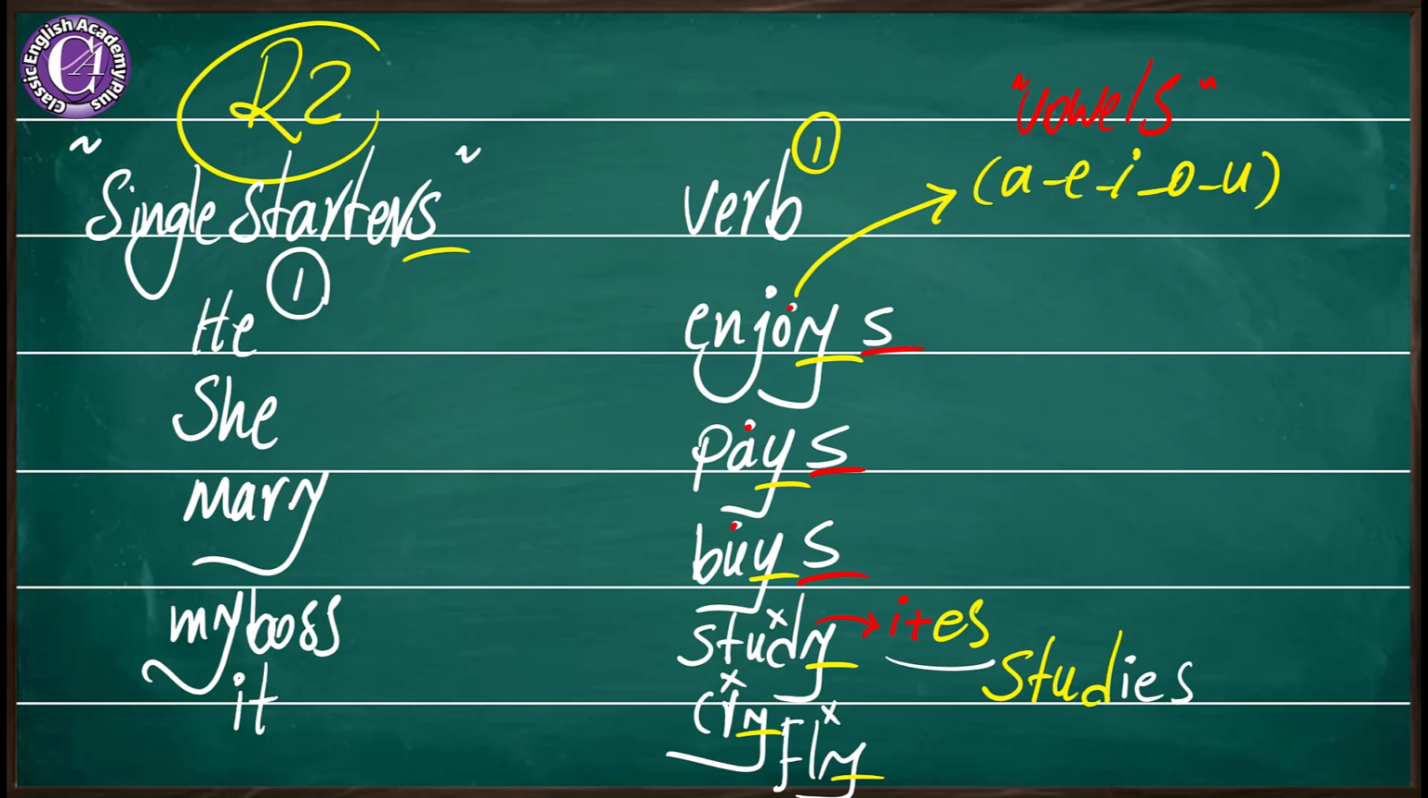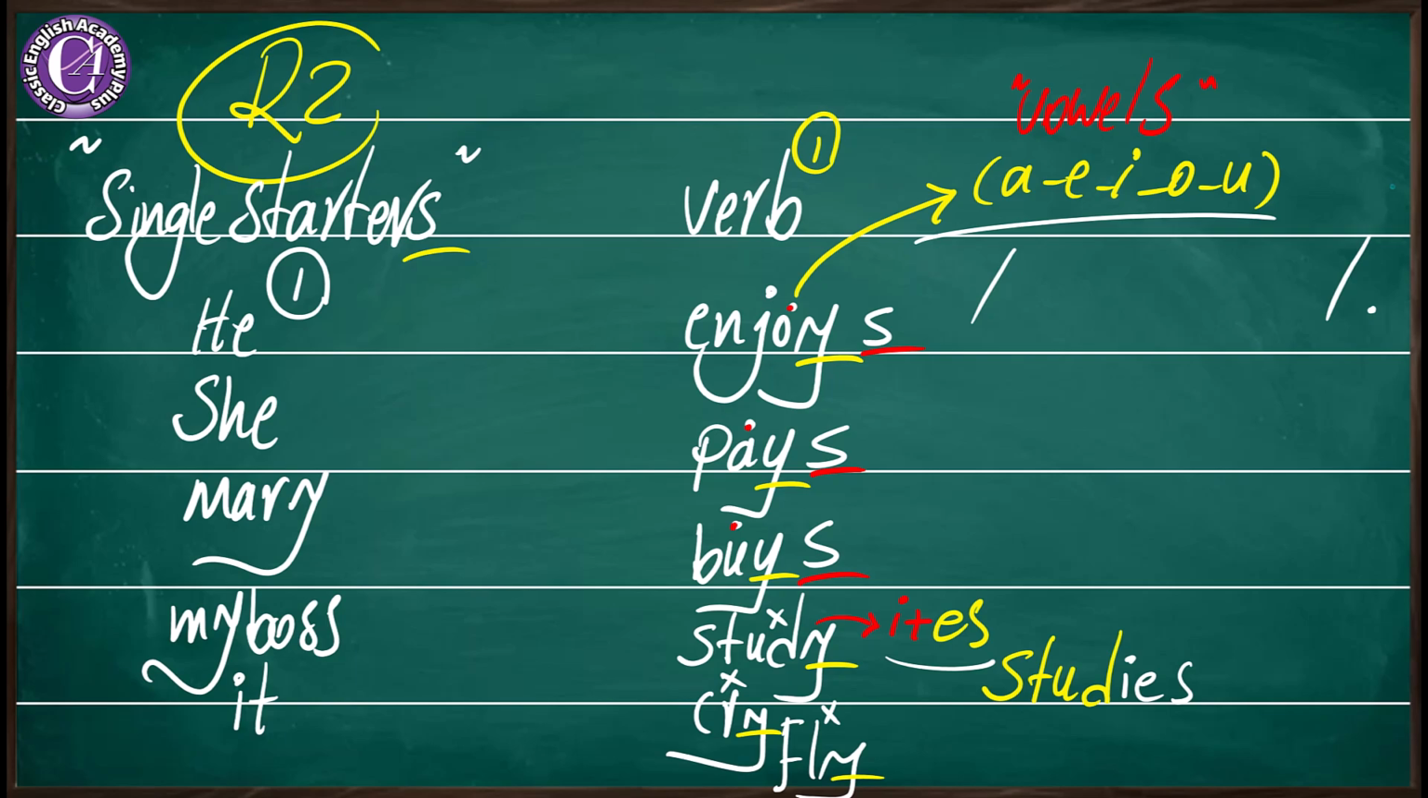And then you can say the rest of the sentence in a way that you like. He enjoys working with a group of people. She pays very well. Mary buys everything she likes. My boss studies very hard. It flies very fast. This is very, very easy.